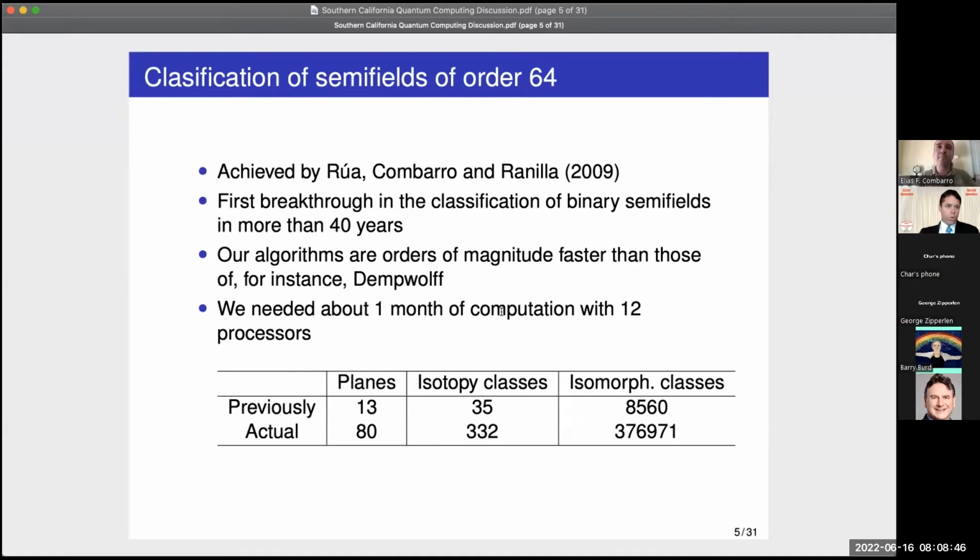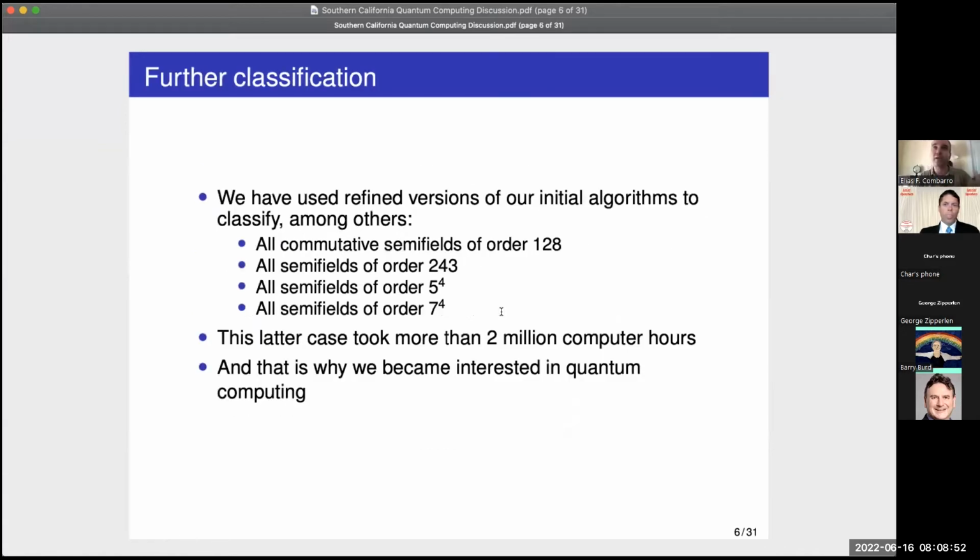And then we improved our algorithms a little bit more, and we tackled the classification of even bigger sizes of semifields. We classified, for instance, commutative semifields of order 128, and some other semifields of odd characteristic, but this was getting more and more complicated. The last case that we classified, the semifields of order 7 to the 4th power, took more than 2 million computer hours. So this was crazy. This is not something that we can keep doing because it makes no sense.